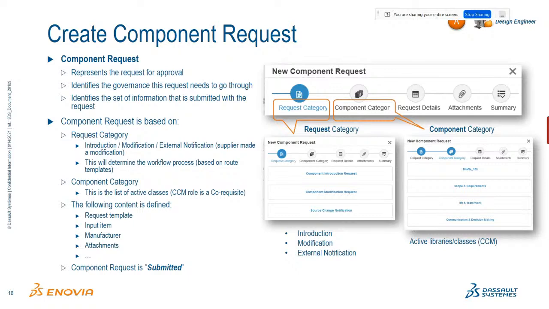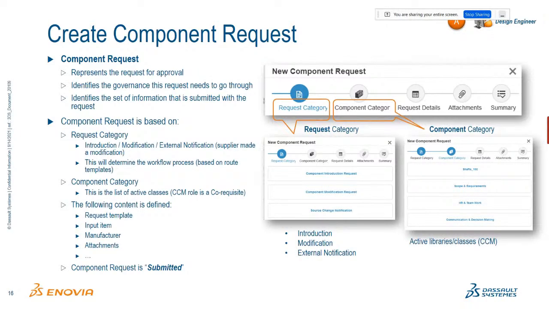So the component request has, by default, different request categories. It could be introduction, because we're introducing a new component that we don't have before. We are modifying probably a component, or probably it is a notification that came from the supplier because the supplier has modified this component and we need to be aware of it. So we create a request of type notification. That's what you see here in the category of the request, that we have 3. And in our scenario, we're going to introduce a new component. So we're going to select the first option.